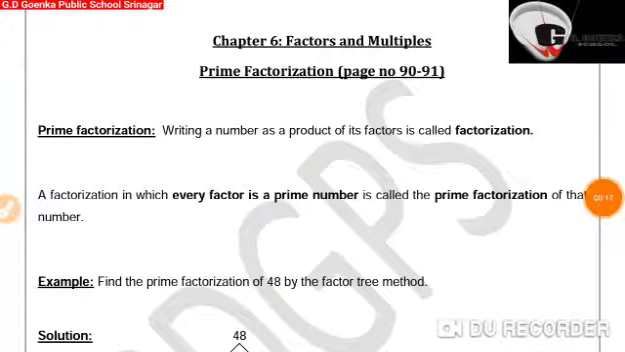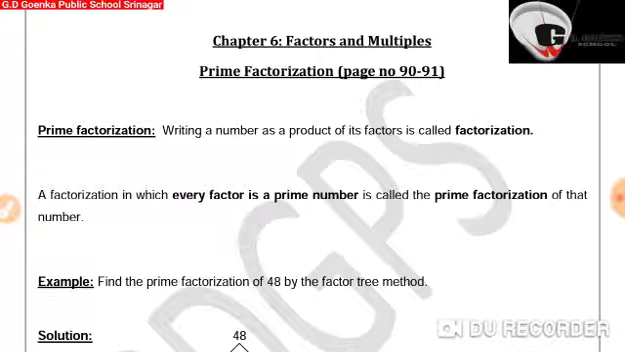In our last video lectures, we have already studied what factors are, what prime numbers are, and what composite numbers are. In this video lecture, we are going to study what prime factorization is and how we can find the prime factorization of a number.